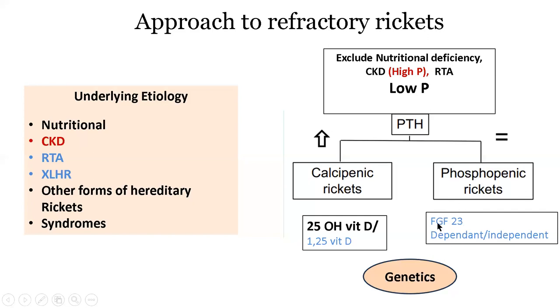It can be FGF23 dependent and independent. Most of the hereditary forms of phosphopenic rickets are FGF23 dependent, and it also includes certain syndromes where FGF23 directly plays a role in causing rickets. However, we routinely don't do the FGF23 or 1,25 vitamin D levels, and what comes to our rescue is genetics, where we get an answer for various kinds of hereditary rickets.